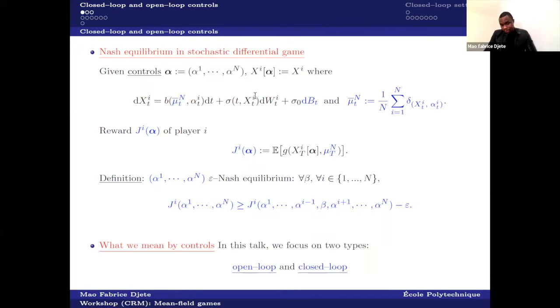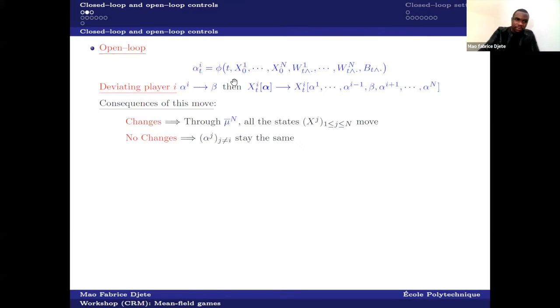As I said, I'm going to focus essentially on open loop and closed loop. So now what I mean by open loop, after all, as I said already, I believe many people here know that.